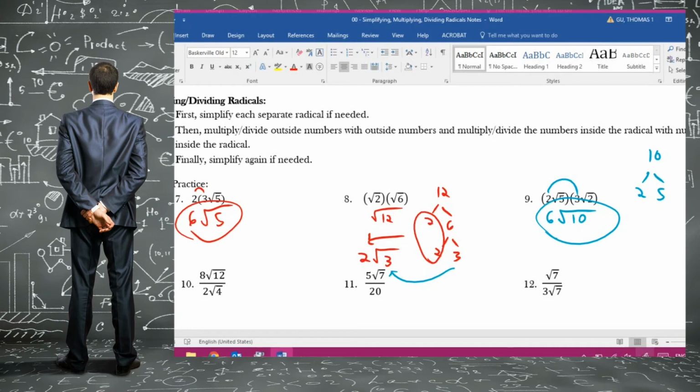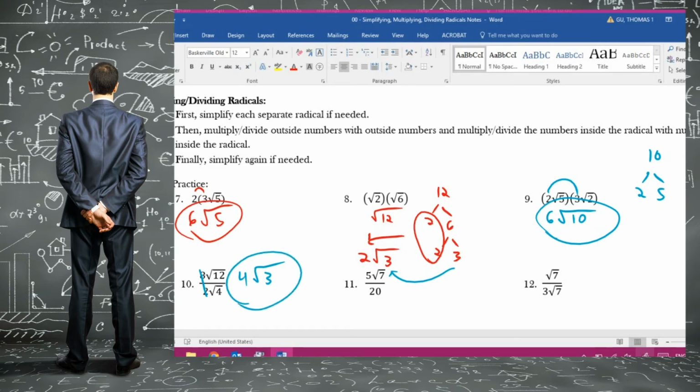All right, on number 10, remember, you can divide outside by outside and divide inside by inside as well. What's 8 divided by 2? That's 4. So I can simplify that into 4. And then what's 12 divided by 4? That's 3. So this actually simplifies into 4 square roots of 3, and that's all you have to do.